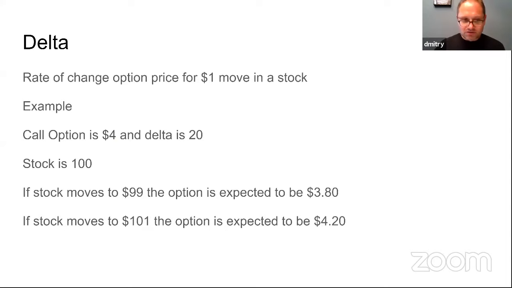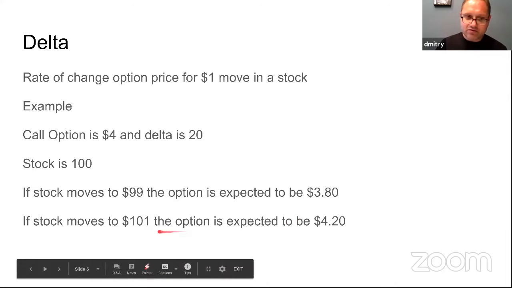So how does that look? Stock's 100, stock moves down $1. We see that this option is estimated to be $3.80. Remember what I told you. These aren't exact numbers. Option pricing models are estimating. There's a lot of moving parts in there. It's hoping to get you close. But let's just assume right here it goes to $99. This option is expected to go to $3.80. If the stock moves up $1 from 100 to 101, then this option is expected to be $4.20. That's what your delta is telling you.